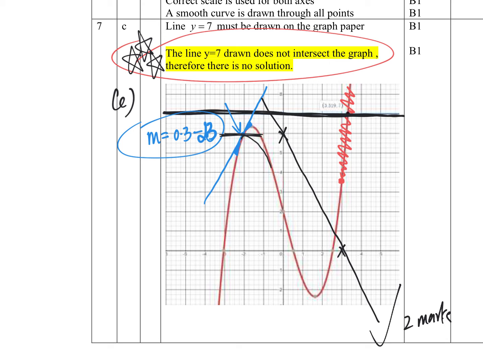Some of you never do this question at all. You totally never draw the line, which is a pity. And then the last answer here, the point of intersection, we accepted a range. This is the model answer. But if you give me anything from 2.4 to 2.8, we accepted it. Anything from 0.5 to 0.9, we accepted it.